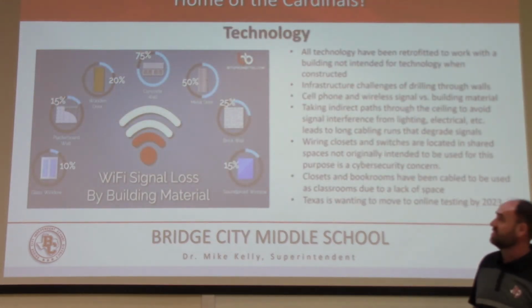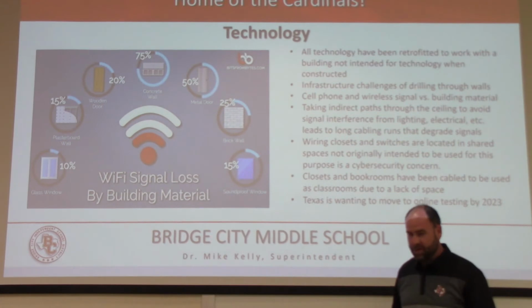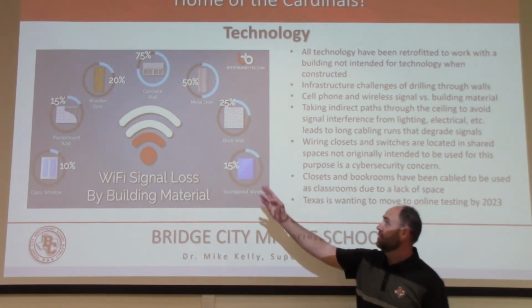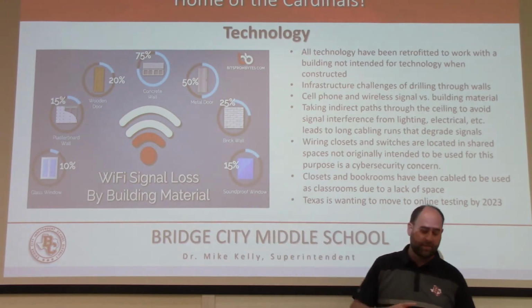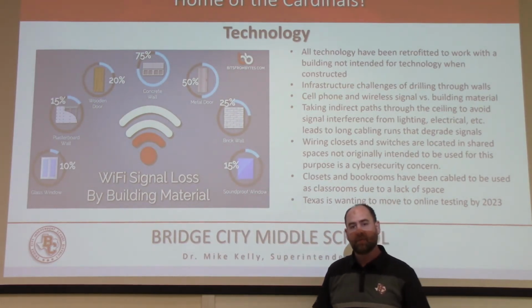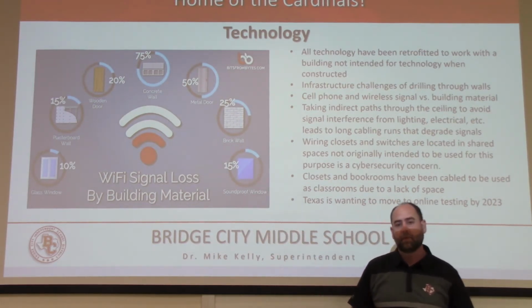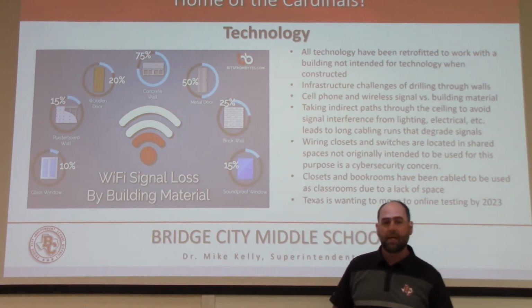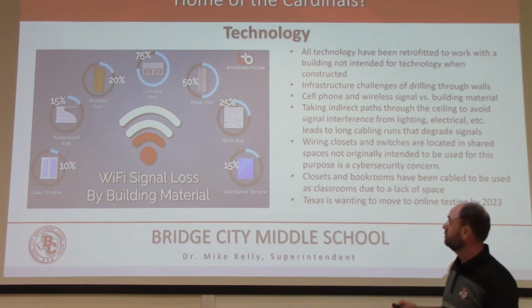We talked about this a second. The main part of this is the middle school is concrete block walls. You can see that 75% of cellular and Wi-Fi signals are knocked out because of concrete walls. And so communication in that building is a major issue.